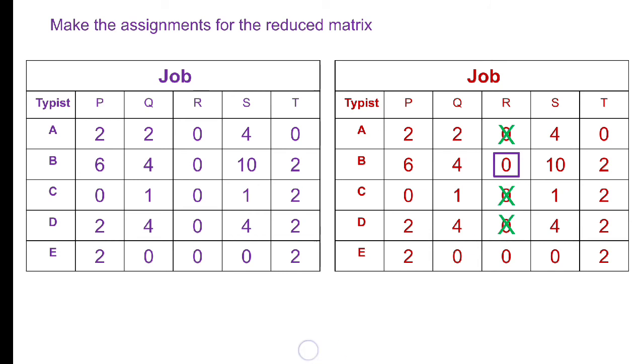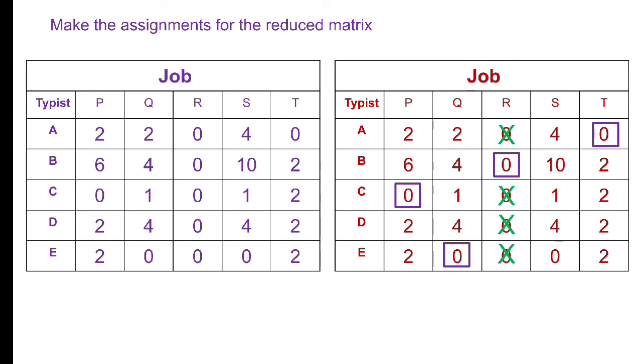Then come to the next one. See, in the first row only one 0 is available, I assign it. Come to the next one, the third row has only one 0 available, assigned. In the fourth row there is no 0. Then the fifth row: either the second column or the fourth column we can assign, it is left to us. So I selected the second column, then the fourth column will be cancelled.